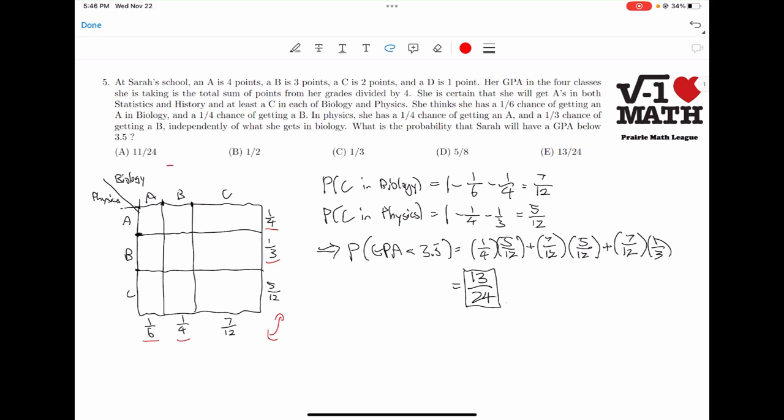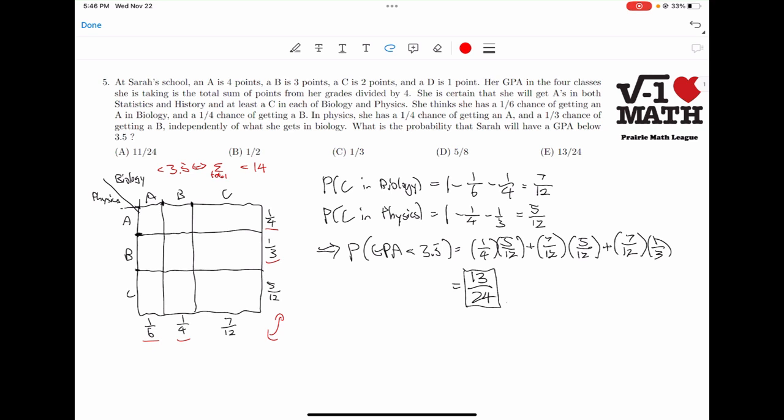Now, first of all, note that below 3.5 is basically equivalent to a total sum below 3.5 times 4, or a total sum of below 14. In other words, she's going to have to lose at least 3 points off a perfect score of 16 in order to have a GPA below 3.5.